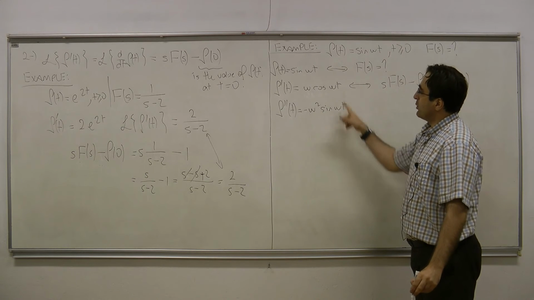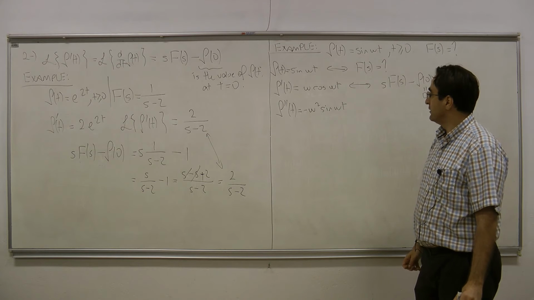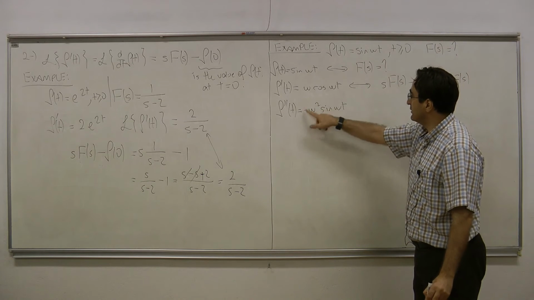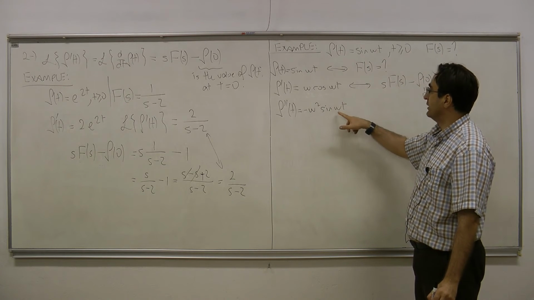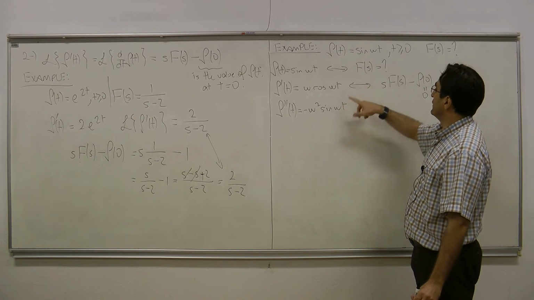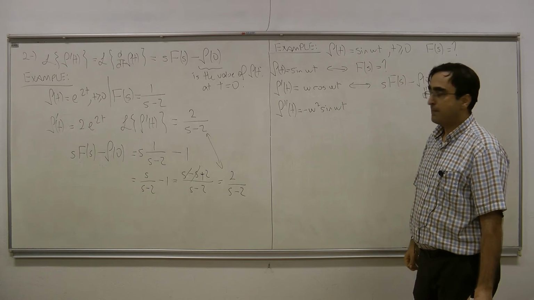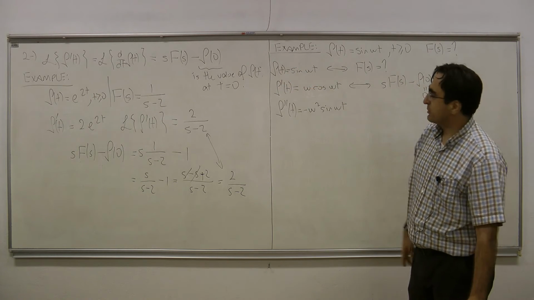And now I know what the Laplace transform of this thing should be. Okay? What should it be? It is a constant times sine omega t. So the Laplace transform of this function should be F of s times minus omega square. Okay? But let us use the derivative property first.